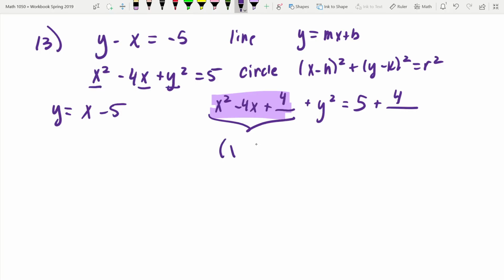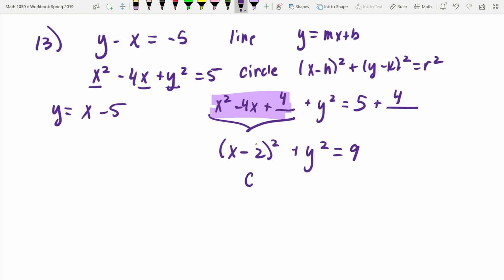The x to the second always goes to an x, that minus goes right there, square root of 4 is a 2, and the whole thing's squared. If I FOILed out x minus 2 times x minus 2, I would get x to the second minus 4x plus 4. Then you have plus y squared equals 9.